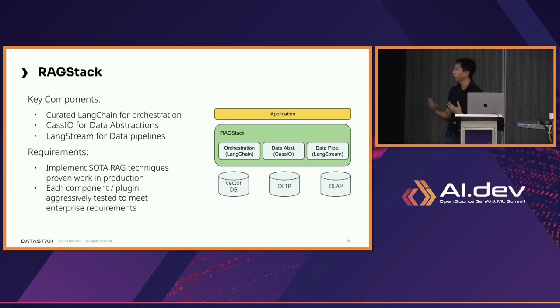And we've also thrown in CAS.io, which is our data abstractions, where I talked about the system of context. It's our implementation of a lot of the data abstractions. And LangStream, which is a real-time data pipeline for generating embeddings, things of that sort.